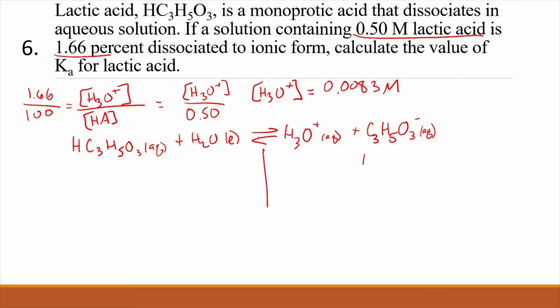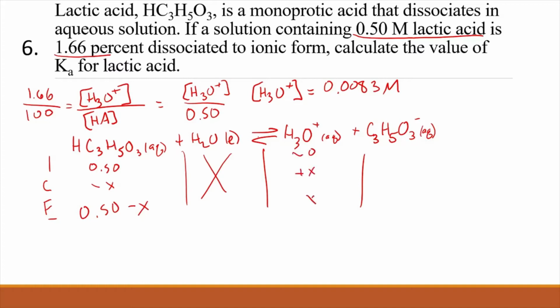So, ice table. We started off with 0.50 molar lactic acid. We lost some X to get 0.50 minus X. About 0 hydronium, we gained some X. 0 of the ion, gaining some X. But hey, we know what this X is for hydronium. We just solved for it. And look, hydronium is equal to the ion concentration. So hey, look, we can substitute it in everywhere.